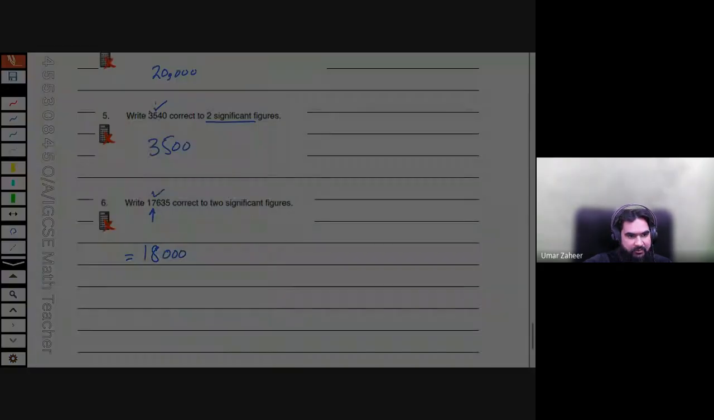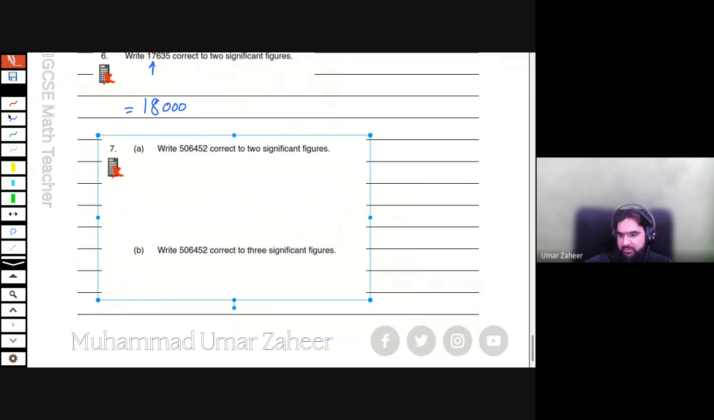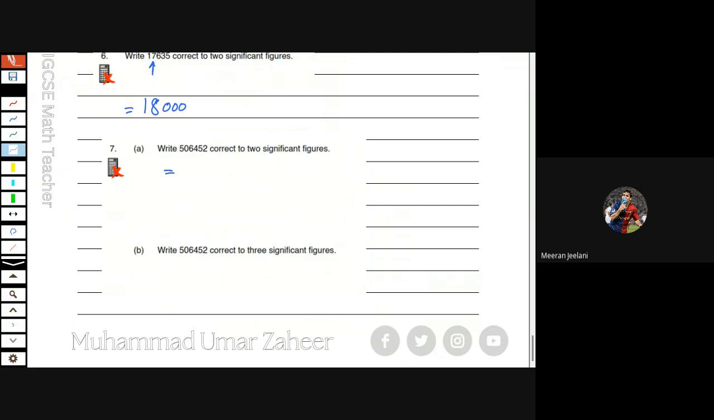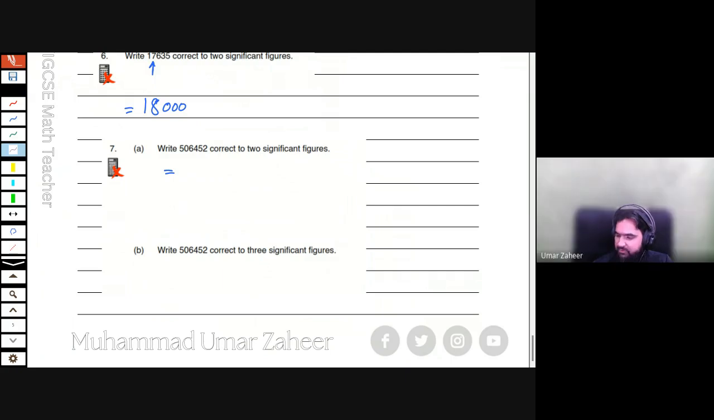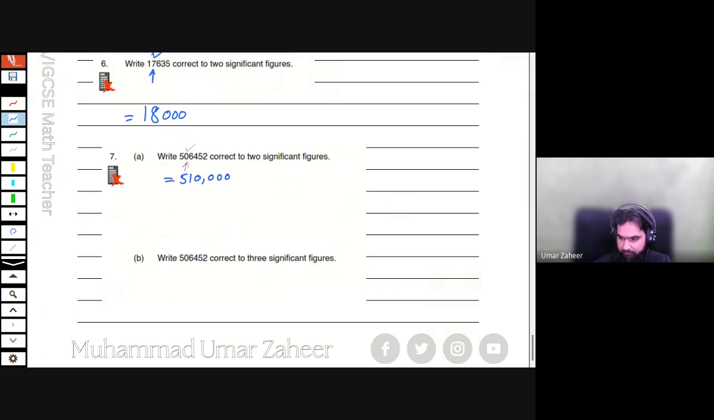All right, let's do the next one. Yes, Mehran, tell me about this one. Up to two significant figures. 510,000. Five, and wait, 10,000. This is the value. So the next value is 6, so it will become 1. So it will be 510,000. All right.